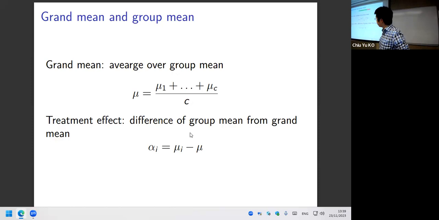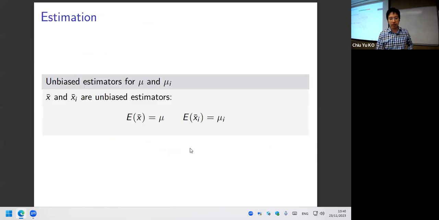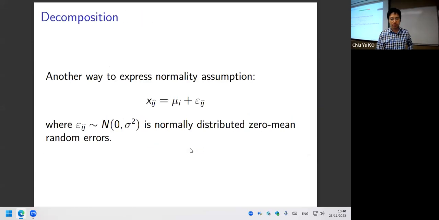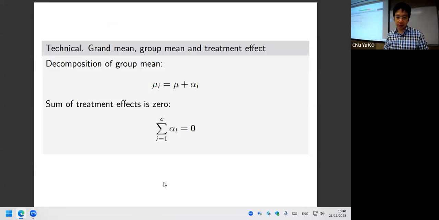Okay, so that is the alpha i, the thing that we want to see, right? We want to see if the mean of each group is different from the overall mean, because the idea is coming from treatment. We're doing a medical treatment, and we want to see if the treatment is going to be positive or negative, or different from 0, right? So that's the idea.